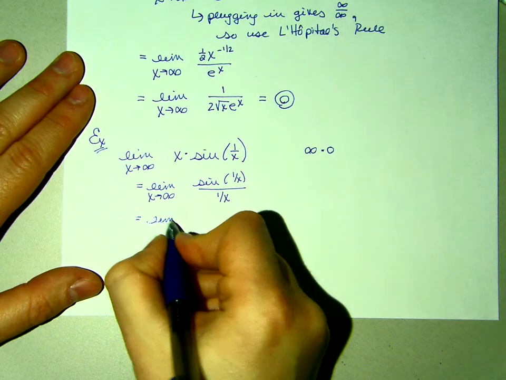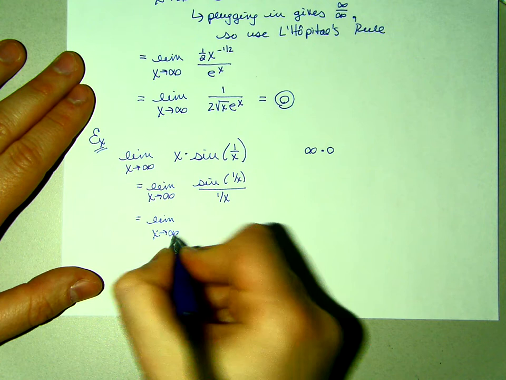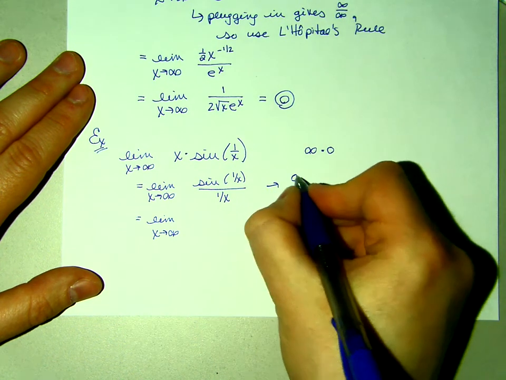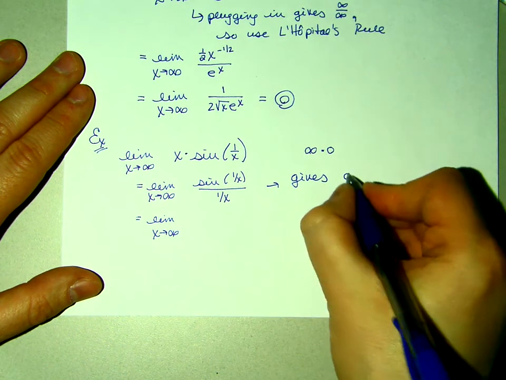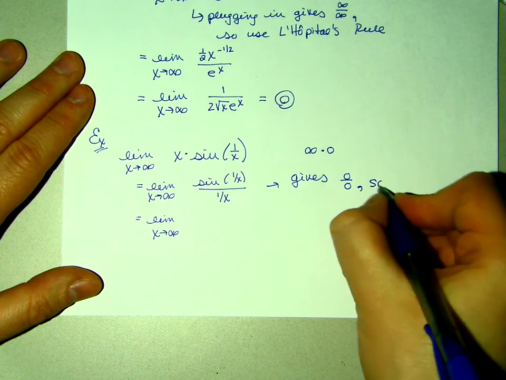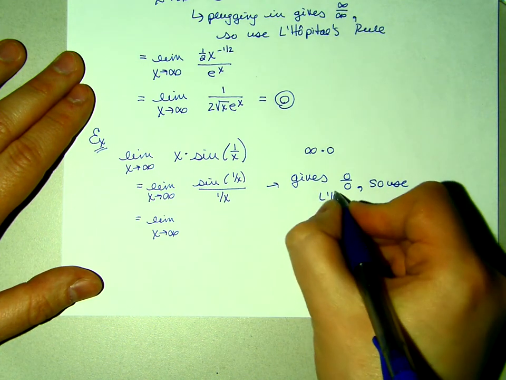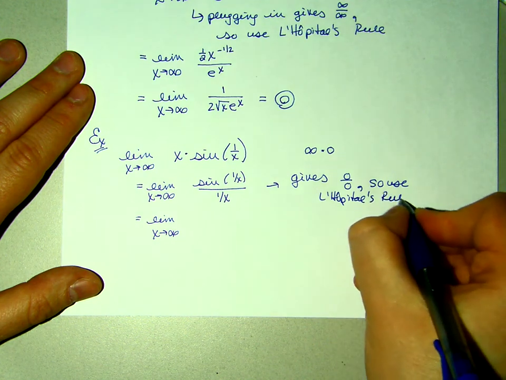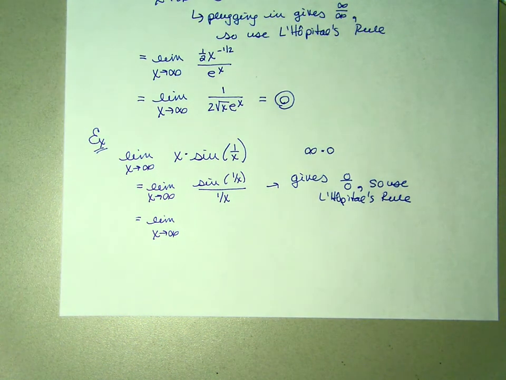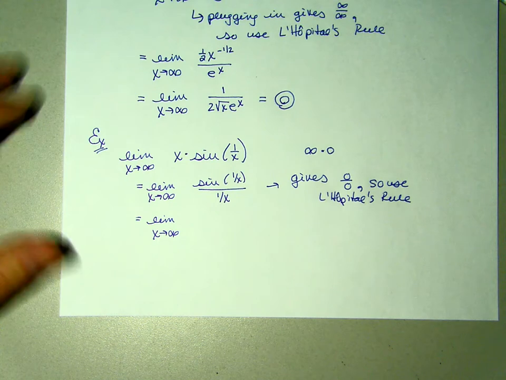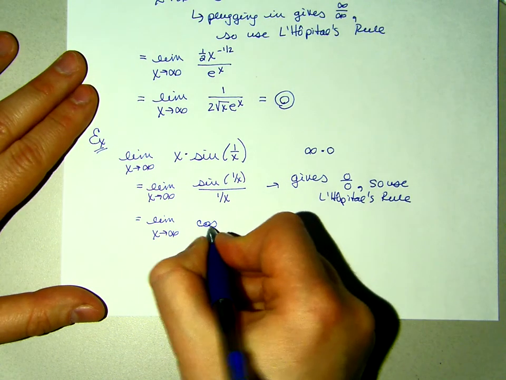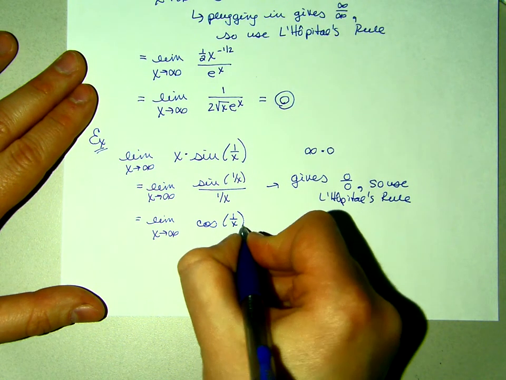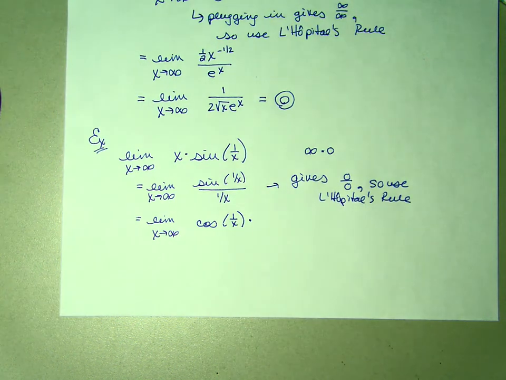This is the limit as x approaches infinity. Well, no, sorry. This gives 0 over 0. So use L'Hopital's rule. I need to be picky about this. We should definitely not forget this. The derivative of this one, the cosine of 1 over x. But that's not it.